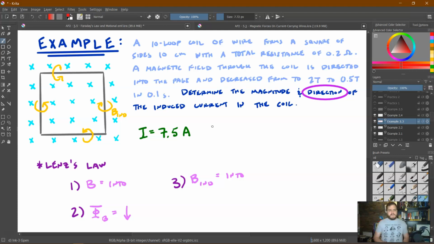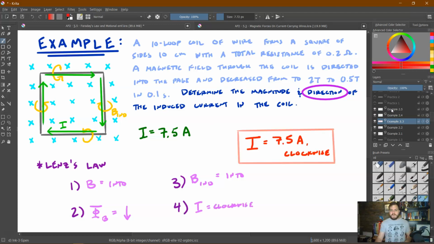If I look at, let's say, the left-hand side here, I want my fingers to go into the screen inside the loop. So that means my thumb will be directed upward. If I look at the top, I want my fingers to go into the screen inside the loop. That means my thumb is directed to the right. At the right side, if it's going into the screen, my thumb is directed down. And at the bottom, if I want my fingers to go into the screen, my thumb is directed to the left. So overall, when we draw this, we see that the current is going in this direction, or it is clockwise. So the current will be 7.5 amps in the clockwise direction.